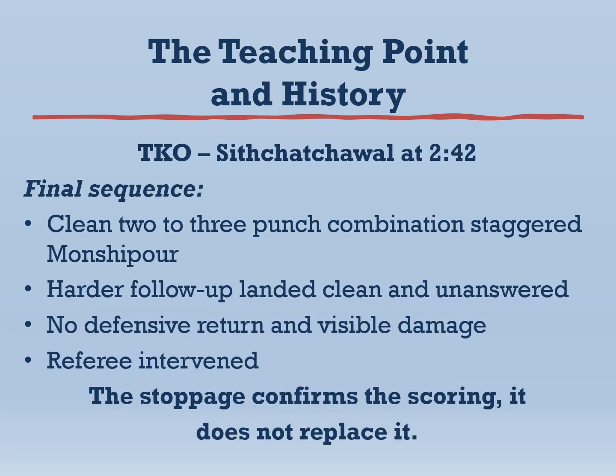The final sequence begins with a clean 2 to 3 punch combination that staggers Monshipour. A harder follow-up lands clean and unanswered. With no defensive return and visible damage, the referee intervenes. The stoppage confirms the scoring. It does not replace it.